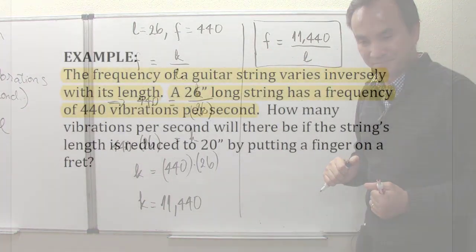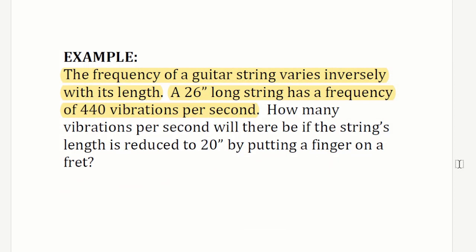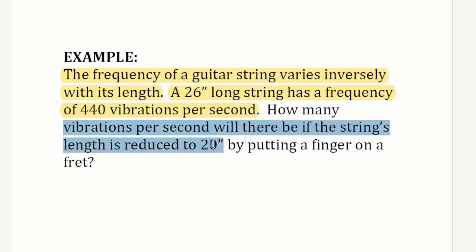And now back to the wording of the example: how many vibrations per second will there be if the string's length is reduced to 20 inches by putting a finger on a fret? But the most important information is here. We want to calculate the number of vibrations per second when the string's length is given at 20 inches.